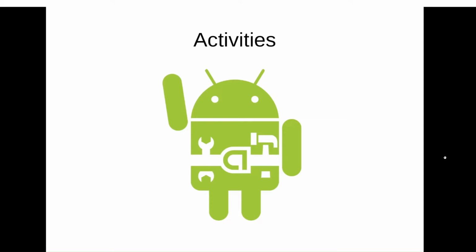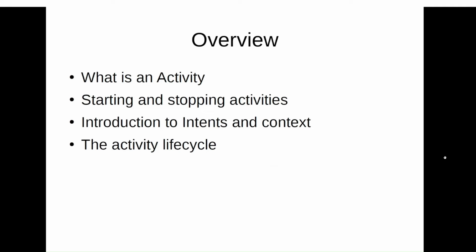Today we're going to look at activities. We'll start by talking about what an activity is and how you use it. Then we will look at some of the ways that you can start and stop an activity. Following that, we will look at intents and context as a way to facilitate communication between activities.